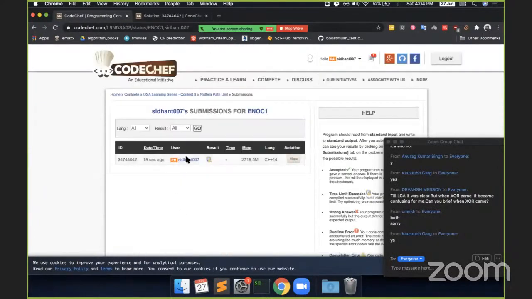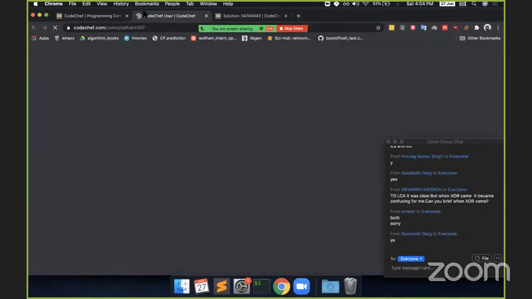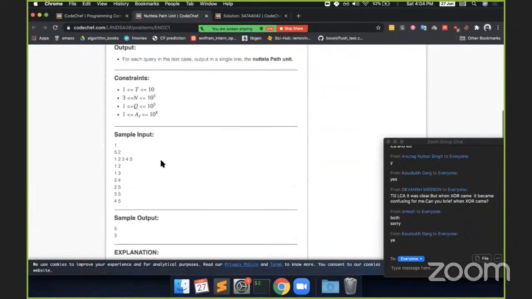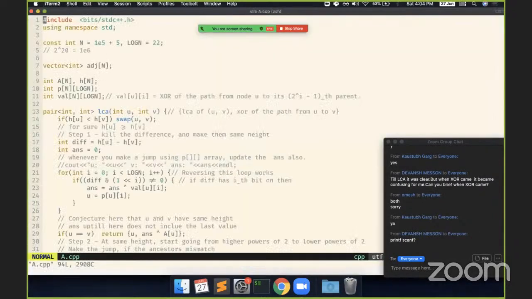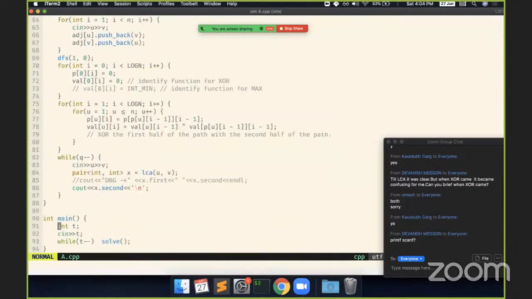Okay, TLE. One issue can be fast IO, because we didn't use fast IO. Printf, scanf, yeah, I'm thinking of that sort only. The issue is there only. I mean, I don't think we are doing anything super slow in our approach.